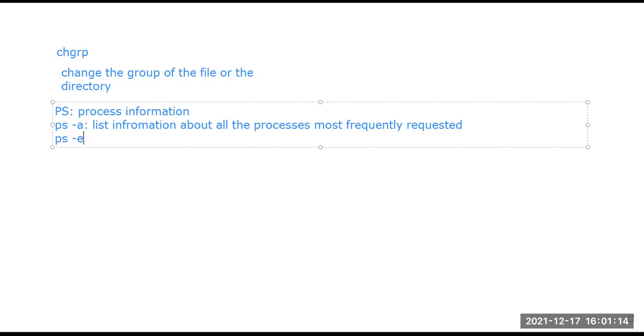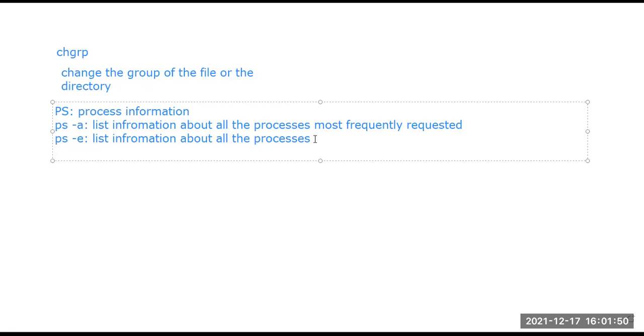Then we can say ps -e. This ps -e will help us list information for all the processes, meaning any processes. The first one, -a, is for the most frequently requested processes, but ps -e lists information about all the processes, not just the most frequently requested. ps -e lists information about all the processes now running.